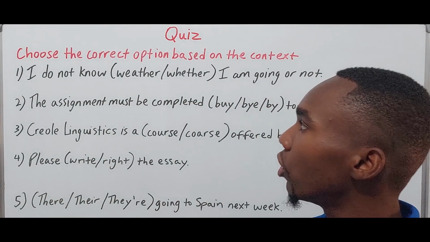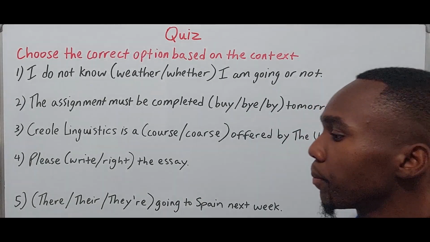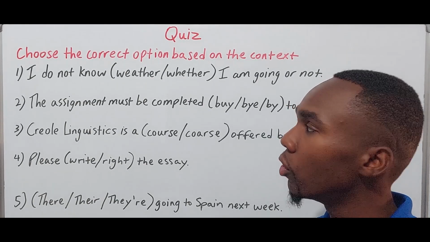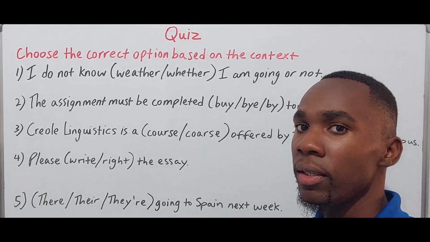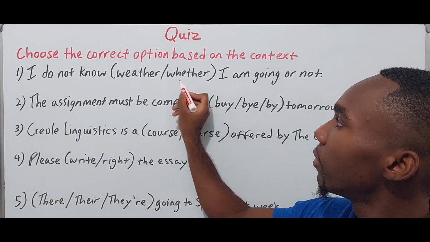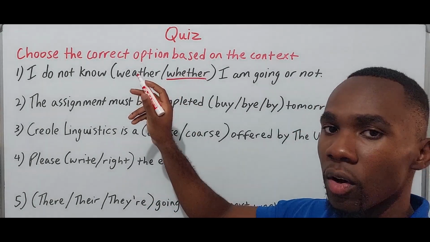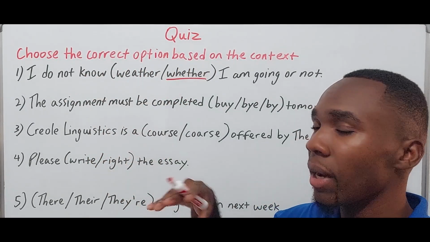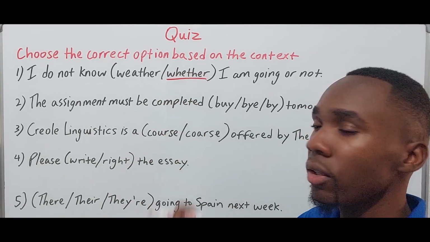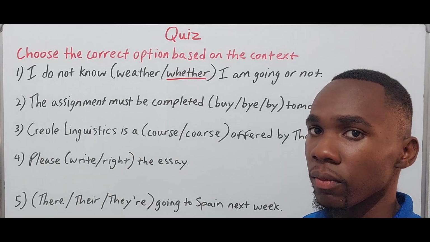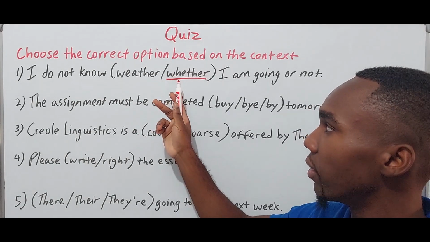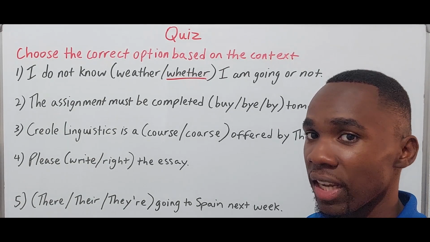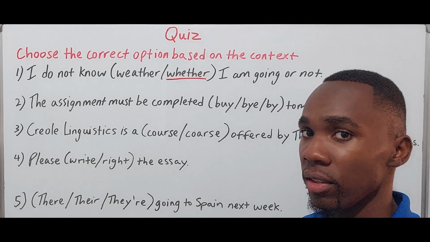So 1, I do not know whether I am going or not. So which spelling would apply? Weather. Because this weather is talking about the atmospheric conditions. Well, this would be used as a conjunction, right? So whether. So if you come across that pronunciation again, you would know which spelling applies, right?